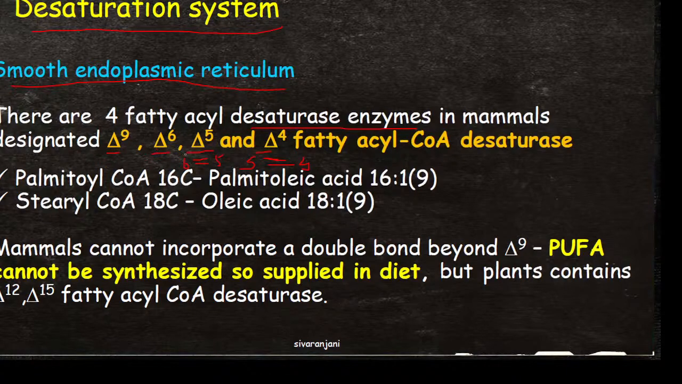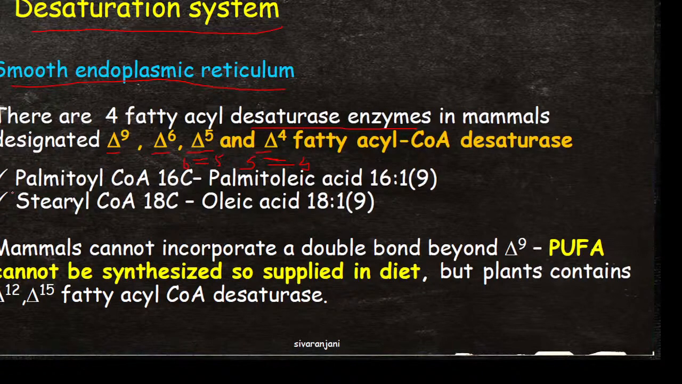Delta 6 desaturase enzyme will add a double bond between the 6th and 7th carbon. Delta 5 desaturase enzyme will add a double bond between the 5th and 6th carbon atom. Similarly, delta 4 desaturase enzyme will add a double bond between the 4th and 5th carbon atom.